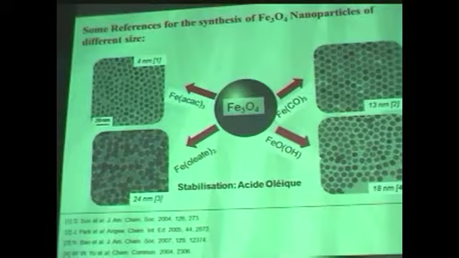Actually in our laboratory we also use the pentacarbonyl precursor at high temperatures, stabilized with oleic acid in docosane as solvent, and we obtain iron oxide magnetite nanoparticles of 100 nanometers, which is relatively cheap.